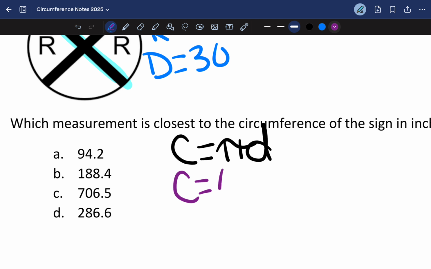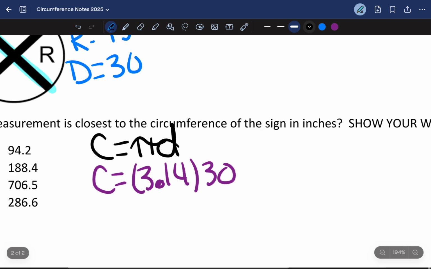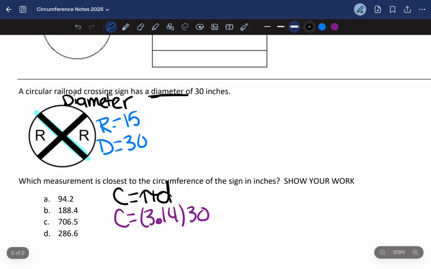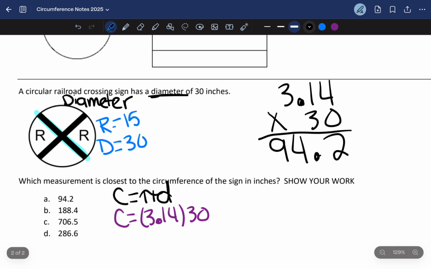So we know pi is approximately 3.14, so I'm going to write 3.14 in parentheses. And we know the diameter is 30. So we're going to multiply like normal. Remember, the one with more digits goes on top, so you would put 3.14 on top, and then you would multiply by 30. Remember, when you are multiplying numbers, especially if one has decimals and the other doesn't, you line it up by the digits. Okay, so when you multiply those two, you end up getting 94.2. So it says, which one is the closest? Well, it is exactly answer A. All right, good job solving problems involving circumference.